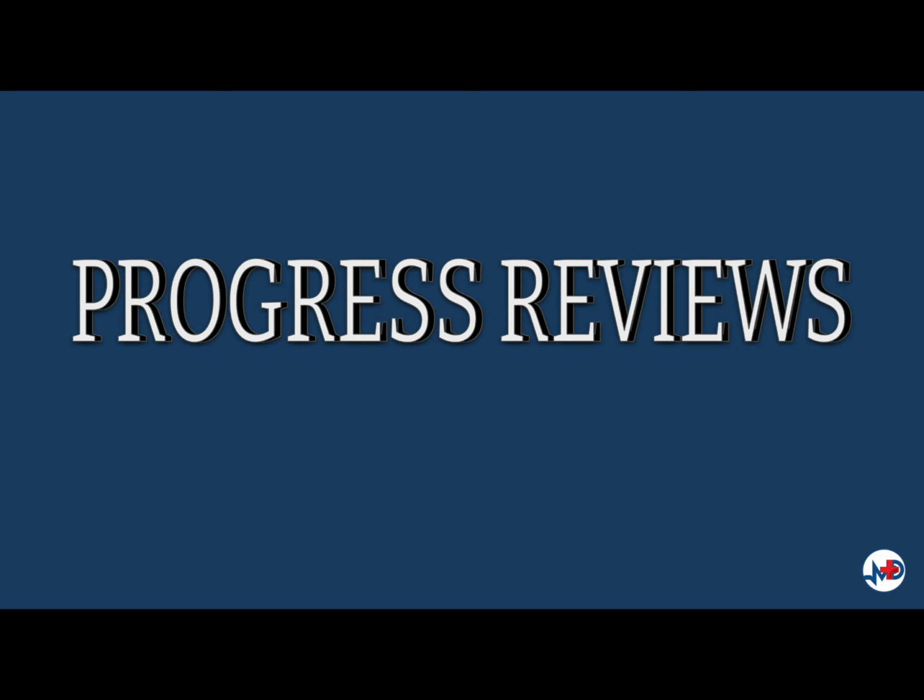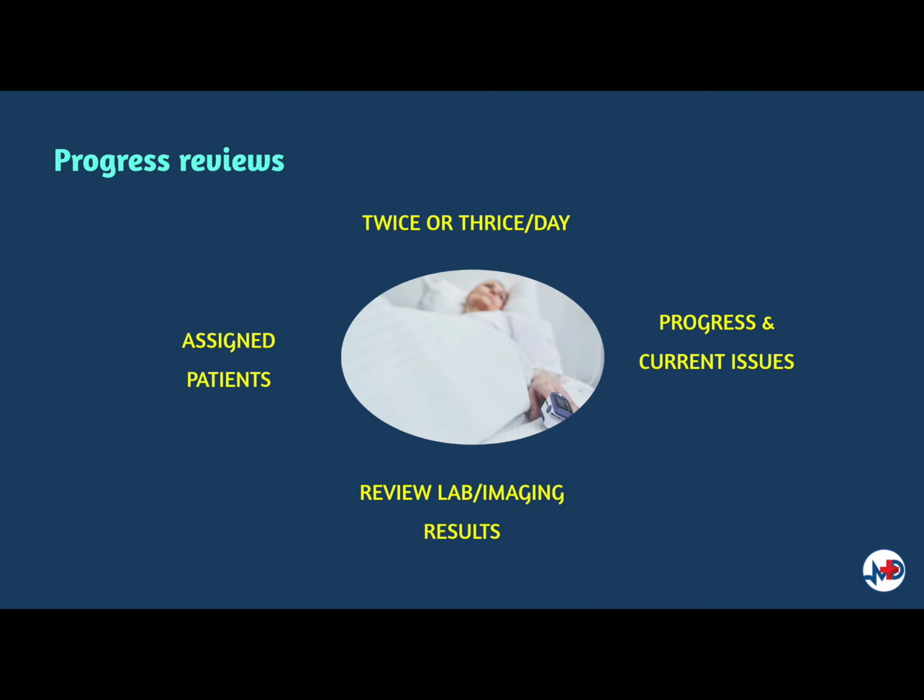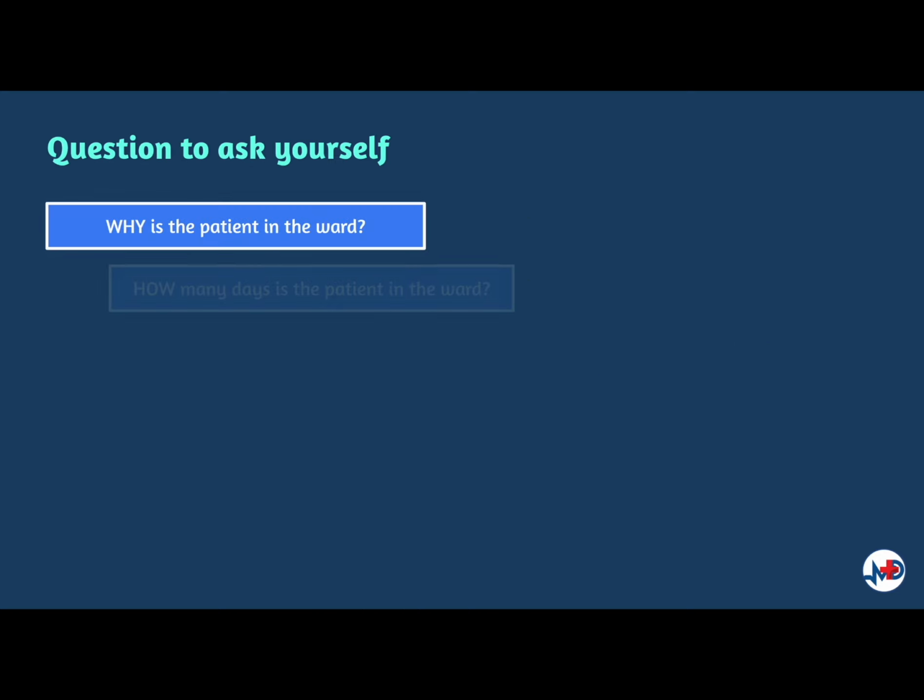Next, let's look at progress reviews. Daily reviews begin with morning reviews done as early as 7 a.m. You will be allotted a fixed number of beds in the ward, usually ranging from 4 to 10 beds. Be familiar with the case that you'll be dealing with by looking through the current issues of the patient.